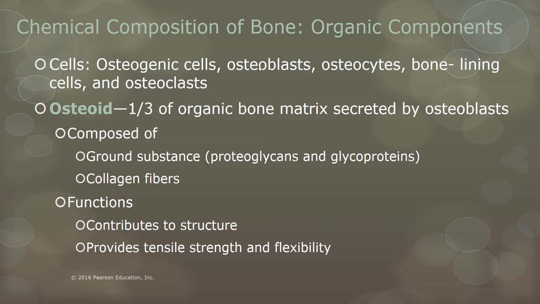The organic components are all of the cells. So all of the osteoblasts, all the osteocytes, all the cell types, right? They're all organic because they're animal cells. It's also something that we call the osteoid, which is that extracellular matrix that's made by those osteoblasts. So it's all of our ground substance, the proteoglycans, the glycoproteins like the glue, and then the collagen fibers.